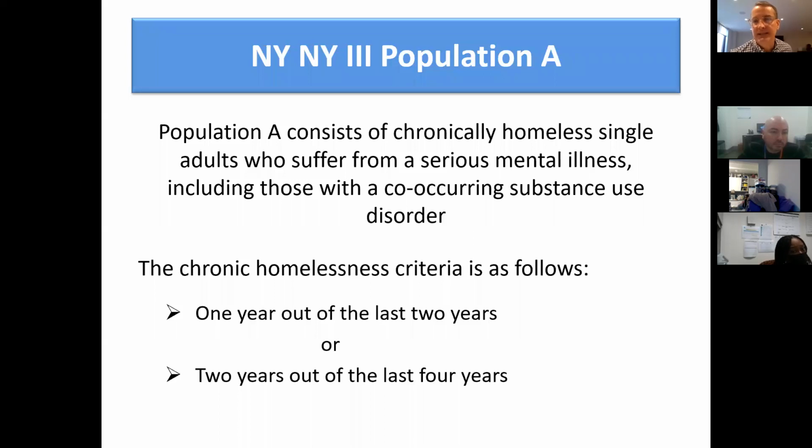So this is just an example of both the clinical criteria for the supportive housing category of New York 3 Population A, and the homeless criteria. And so hopefully that helps to organize it for you to understand what I'm talking about in terms of categories of supportive housing. And that is a common category that people are approved for.